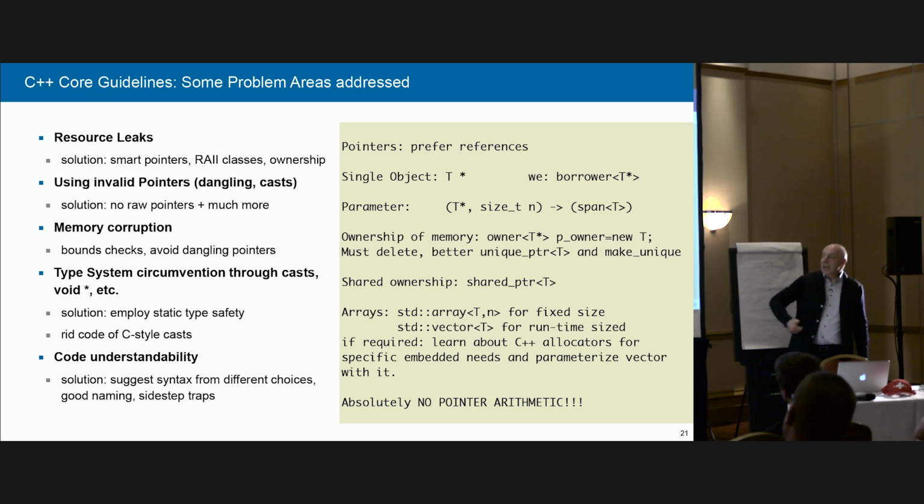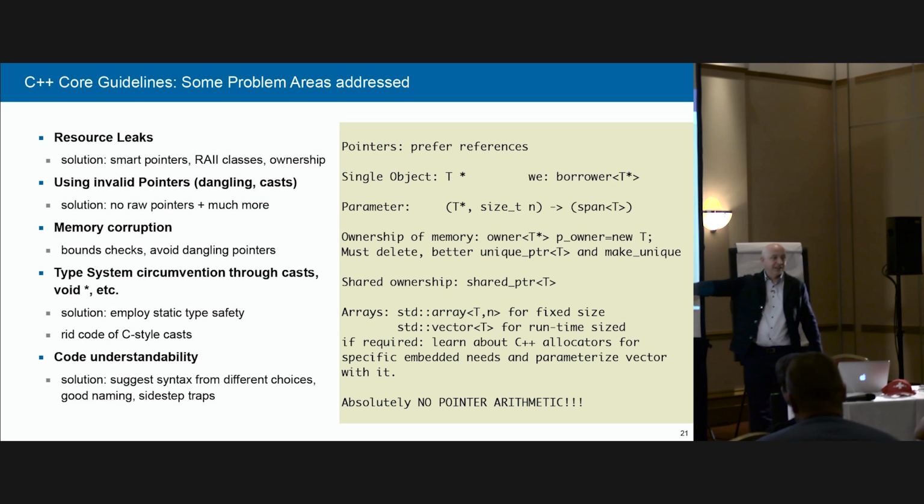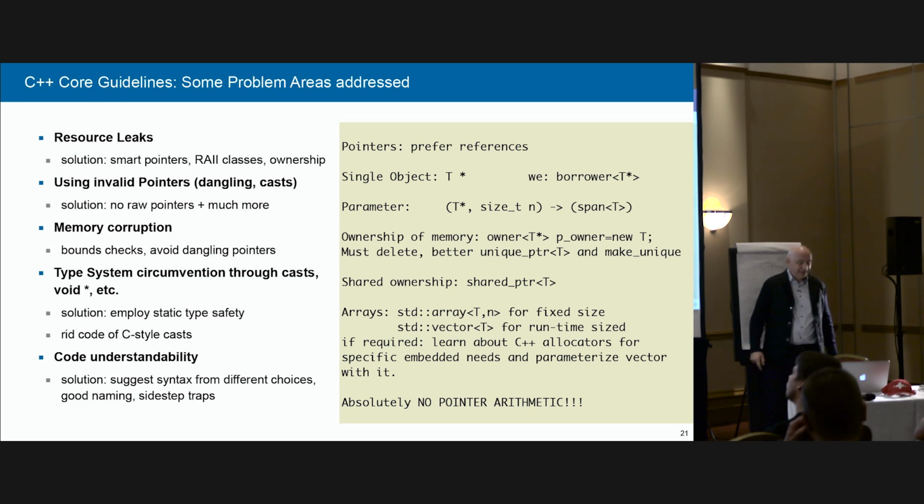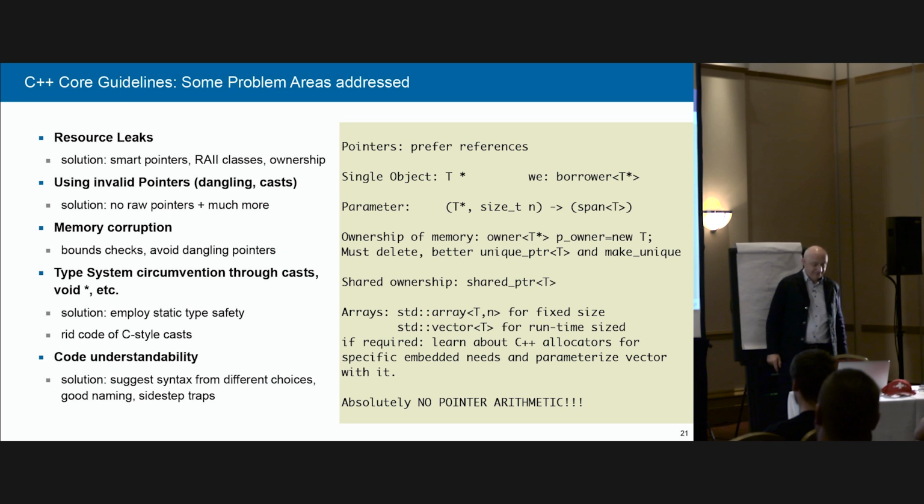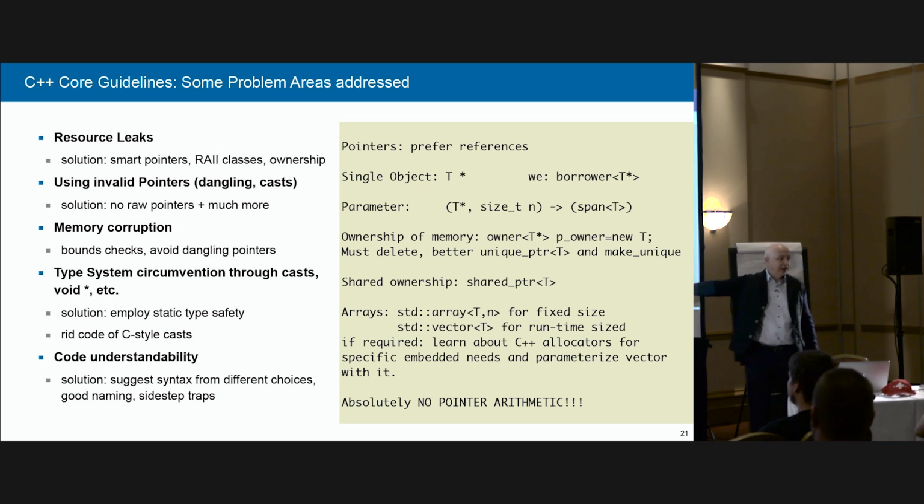Arrays, std array and std vector are the array classes of C++. And that's it. No plain arrays. And we have even checks for that and some refactorings to get around that. No pointer arithmetic, and that's also something that shouldn't be done. And we don't have a check yet, but I think Clang-Tidy is marking those things.